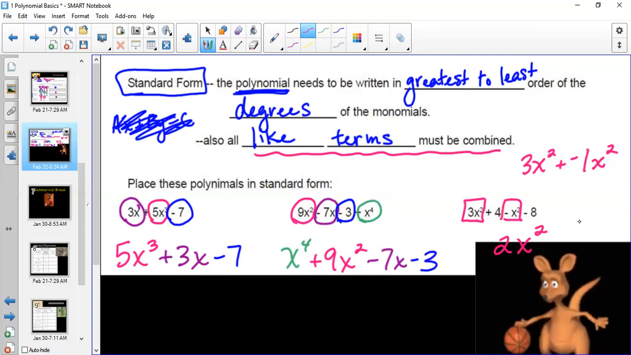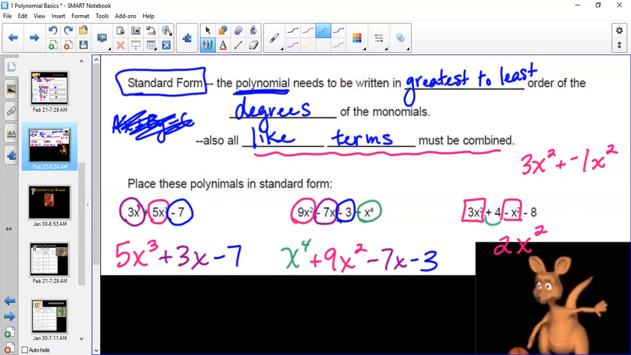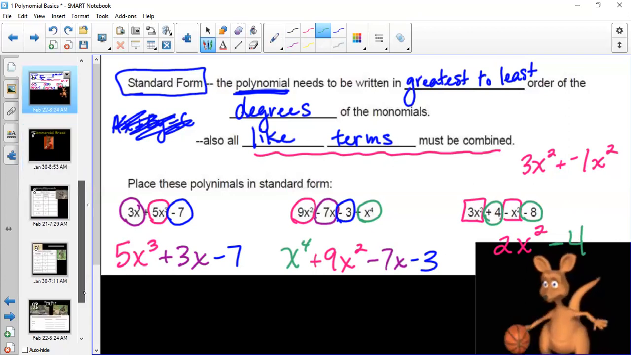And again, we're going to practice that a little bit more tomorrow. And then I'm going to combine my constants. I have a positive 4 and a negative 8, which combine to a negative 4. That would be the standard form of that polynomial.